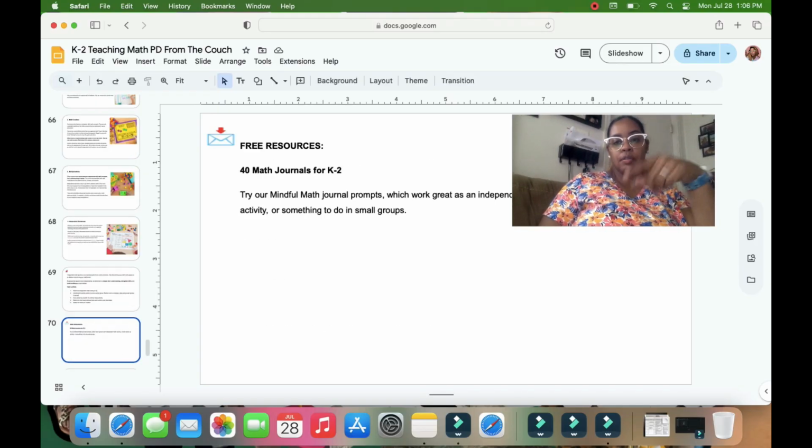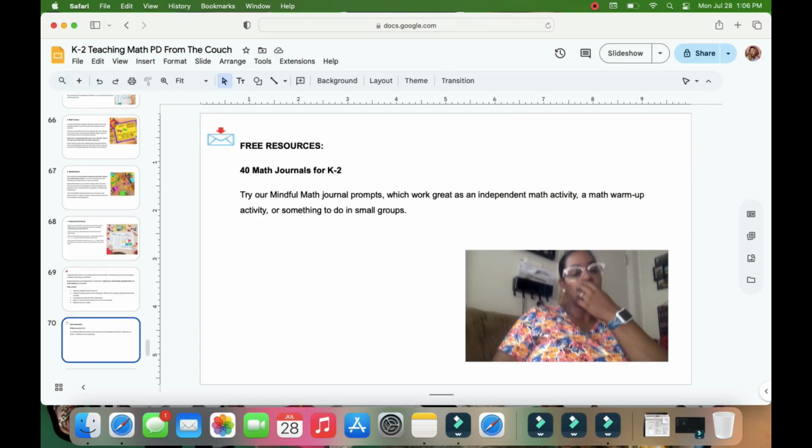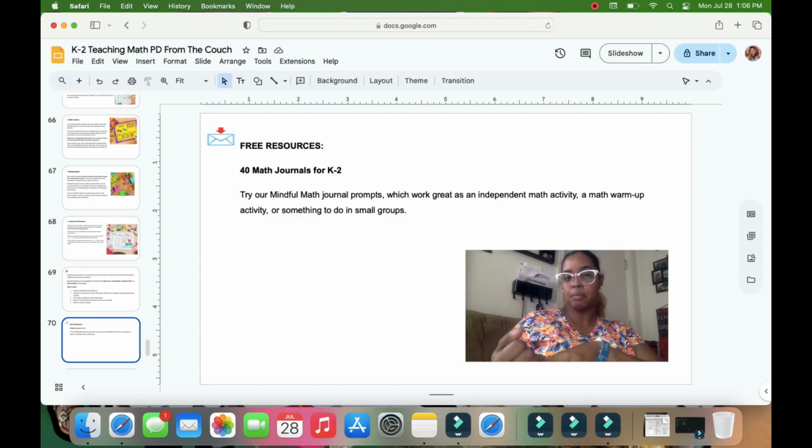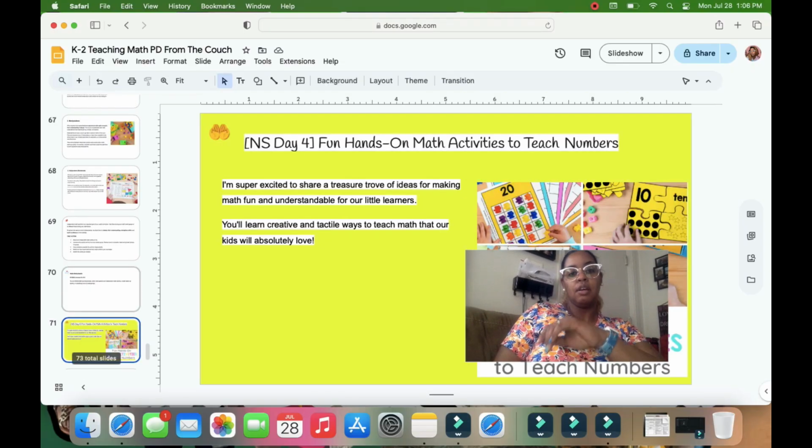The free resource for this was the 40 math journal prompts for K through second. And so this is something that they can work on independently. It also serves as a great warm-up activity, or you can do something in small groups with that piece.